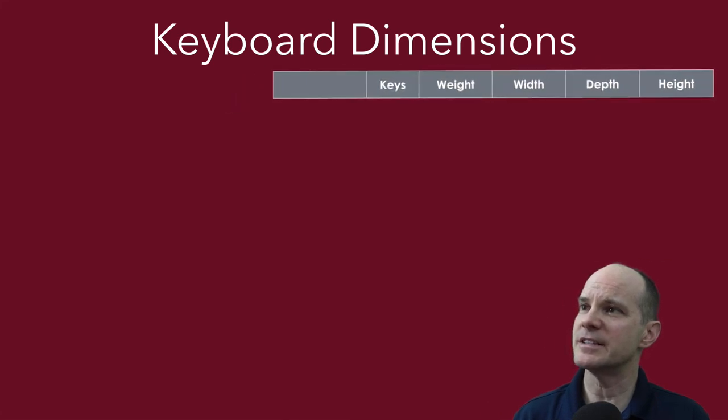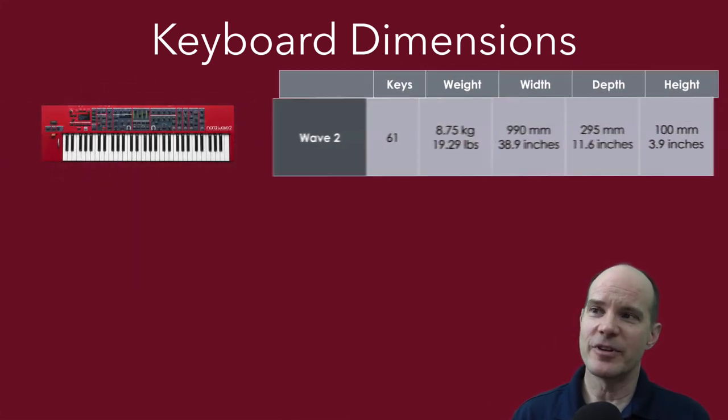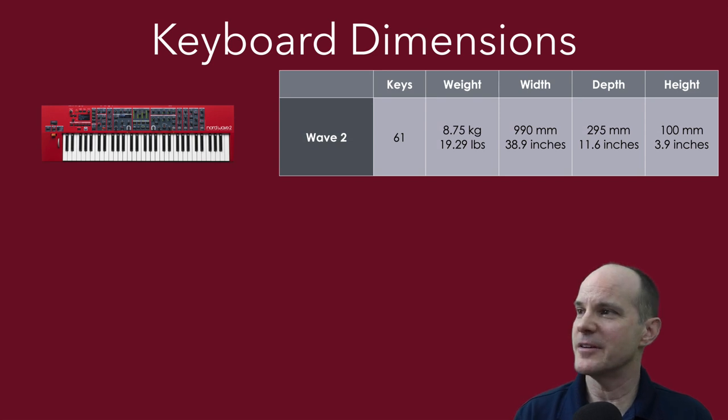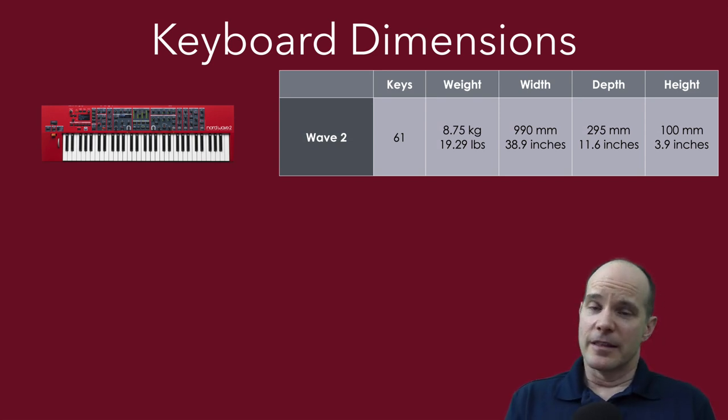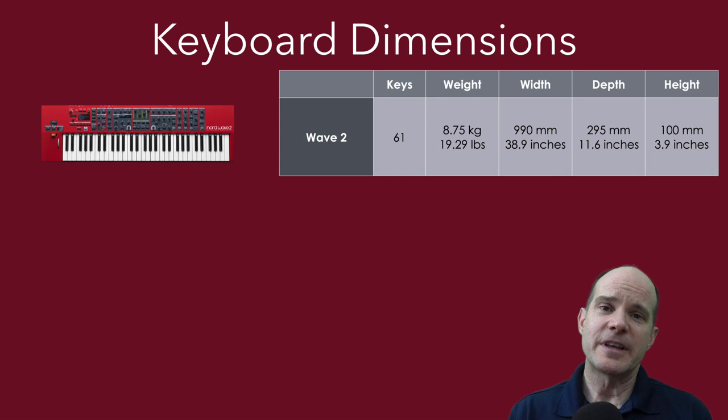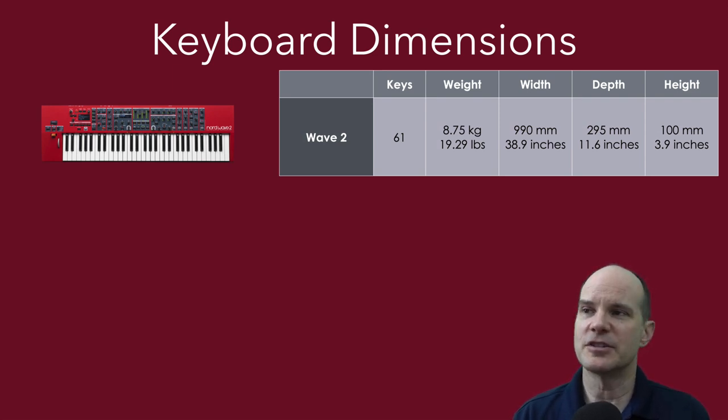All right, so keyboard dimensions. Here we go. This is going to be interesting for you when you see something here in just a second. Like we talked about, the Wave 2 has 61 keys. It is 8.75 kilograms in weight, about 20 pounds. It's about 1,000 millimeters wide, that's the widest point there, or roughly 39 inches, give or take. The depth is 295 millimeters, that is the depth from front to back, or close to 12 inches. And then the height is 100 millimeters tall, or close to 4 inches tall.